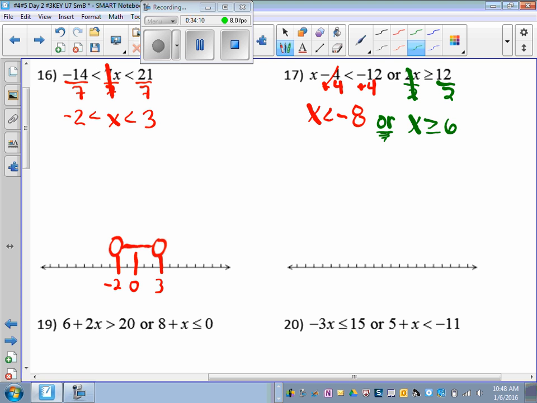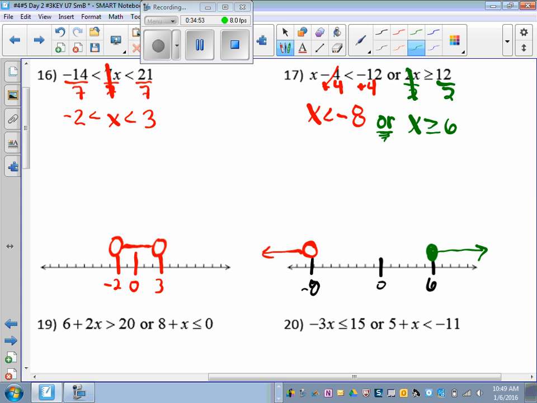Okay, so let's go and graph each of these individually. Let's see. 0, 1, 2, 3, 4, 5, 6, 7, 8. And 1, 2, 3, 4, 5, 6. Alright. Negative 8, open circle. x is less than negative 8, pointing to the left. Everything less than that is to the left. Greater than or equal to 6, so we have a closed circle. Everything greater than that is everything to the right of it. The arrows point to the right. And we're done.